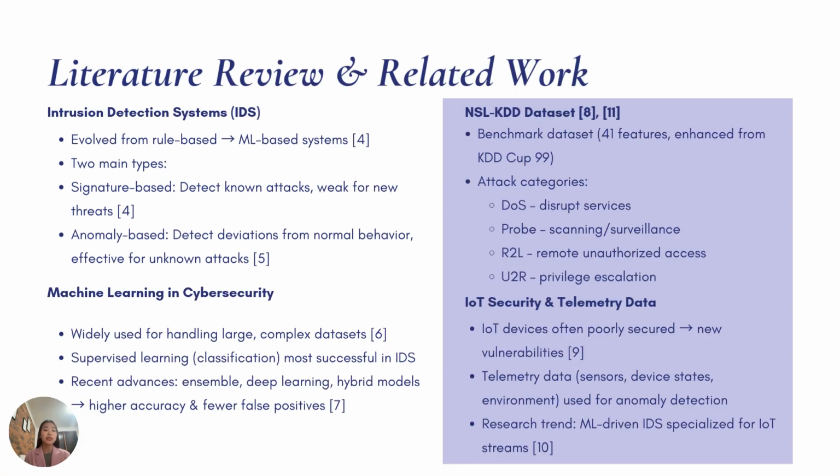So moving into the literature review, IDS research shows two main detection types, signature-based and anomaly-based. Machine learning, especially classification methods, has been widely applied. Recent work highlights the success of ensemble, deep learning, and hybrid approaches. The most common datasets are NSL-KDD, which includes multiple attack categories, and IoT telemetry data, which captures device and sensor behaviors. This forms the basis of our evaluation.